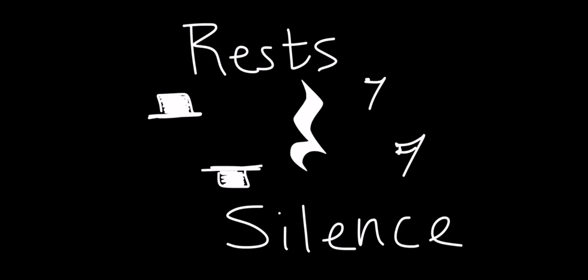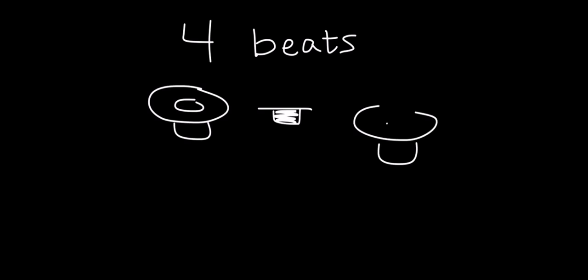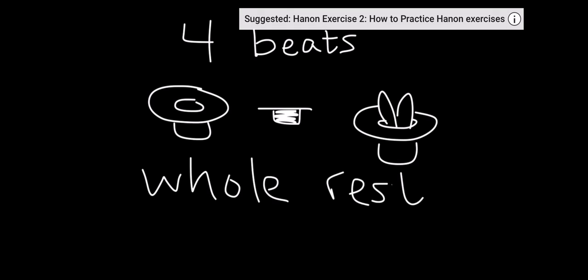Real quick, let's also go over rests. A rest is a moment of silence. The type of rest tells you how long that silence is. Here is a whole rest. It gets 4 beats. A whole rest looks like a gentleman with the hat off, or a magician's hat. So a whole rest is equal to a whole note.